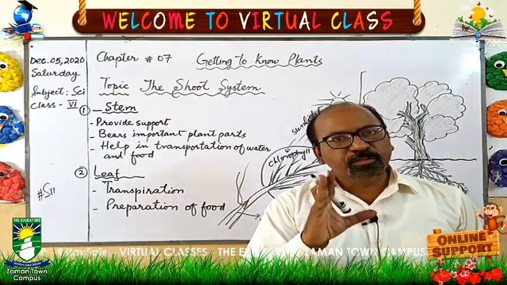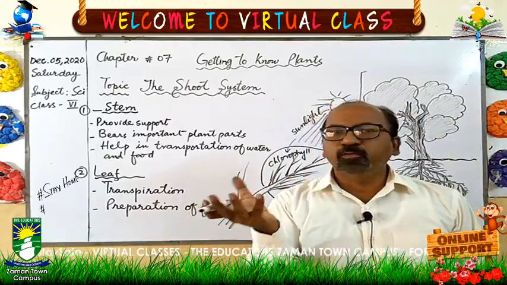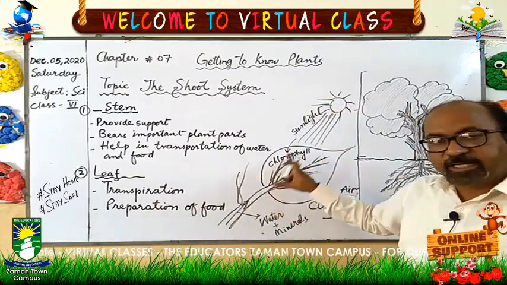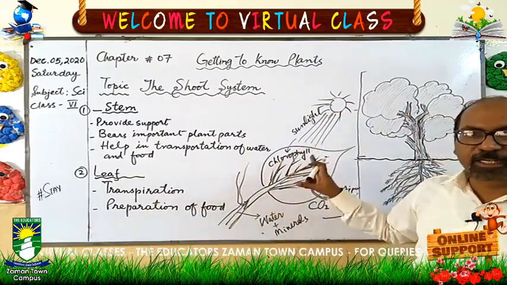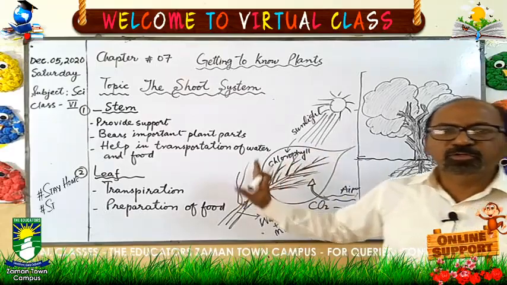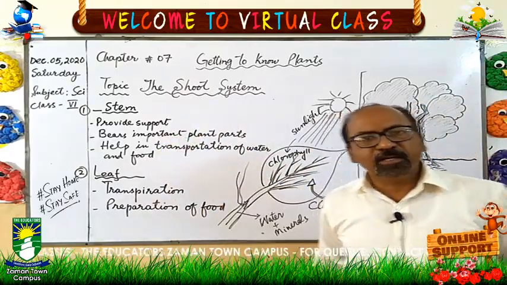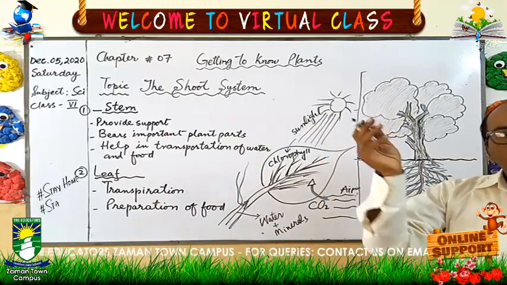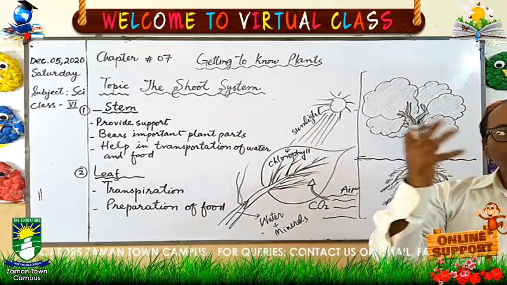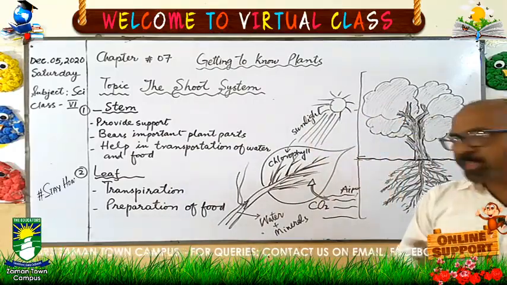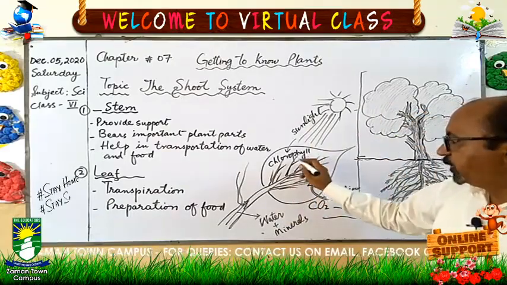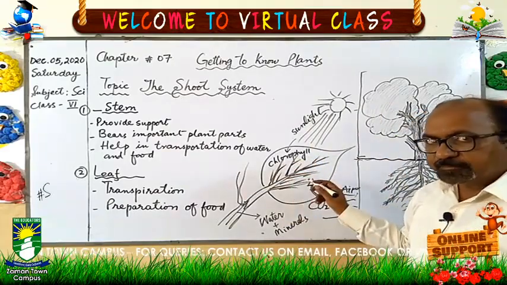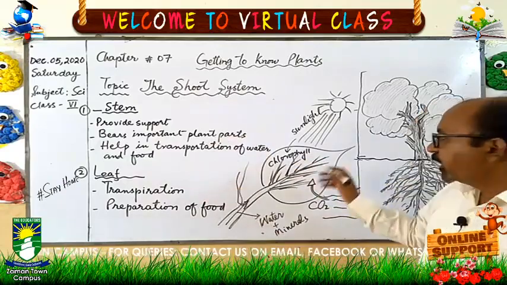This food is prepared in the form of glucose. This glucose is prepared in the leaves and sent to all other parts of the plant. Which other parts? Like the stem, the other shoots, the fruits, the flowers, the roots. So this glucose is carried to other parts of the plant.